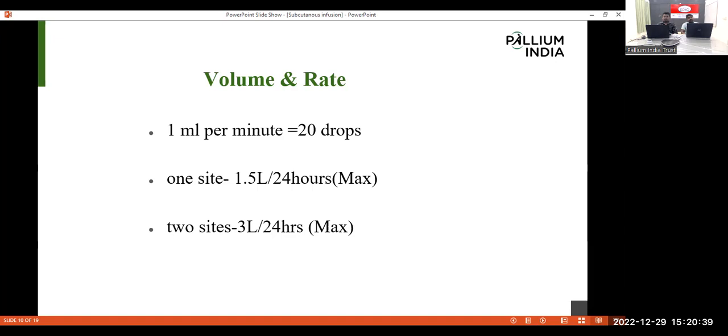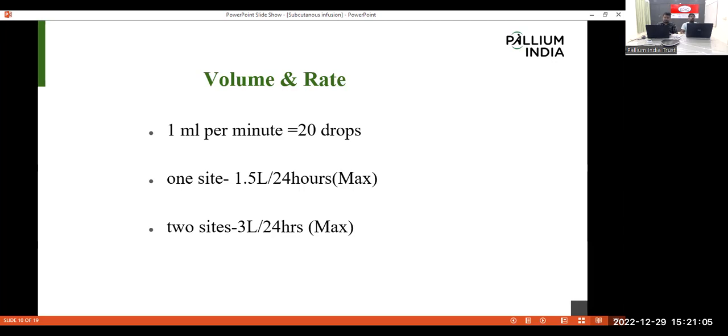If we need to give a 2 ml or 3 ml bolus injection subcutaneously, we need to maintain that much patience: 3 ml means 3 minutes, 2 ml means 2 minutes. In 1 minute, only 1 ml we can give or 20 drops we can give.